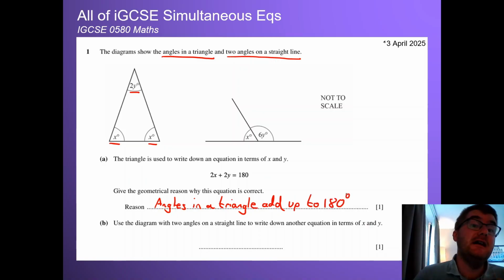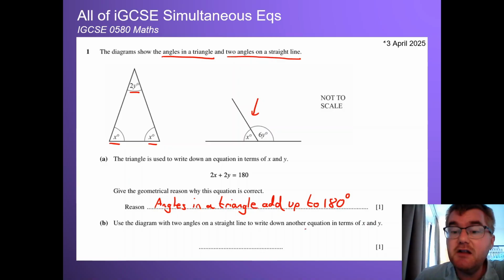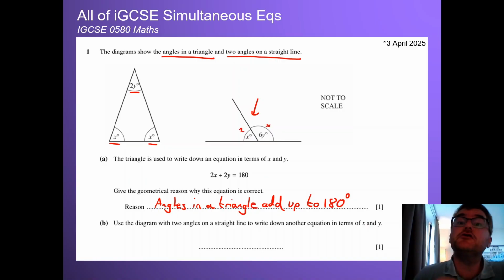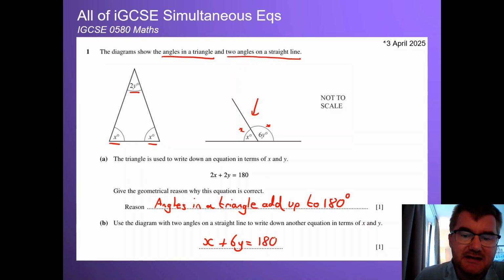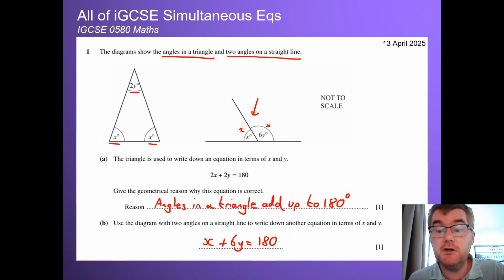Now we can do a similar idea with the second diagram. So use the diagram with two angles on a straight line to write down another equation in terms of x and y. And notice here, we have this angle and this angle. Angles on the straight line add up to 180. So we add together the x and we add together the 6y. Then we get 180 degrees. So that generates then the second equation that we were looking for.